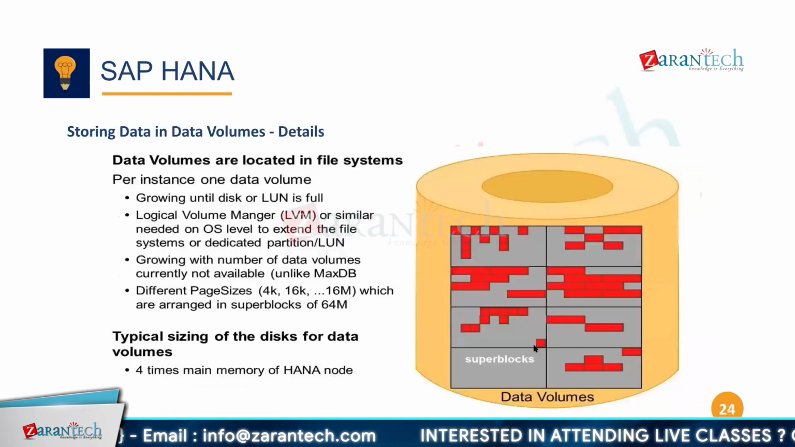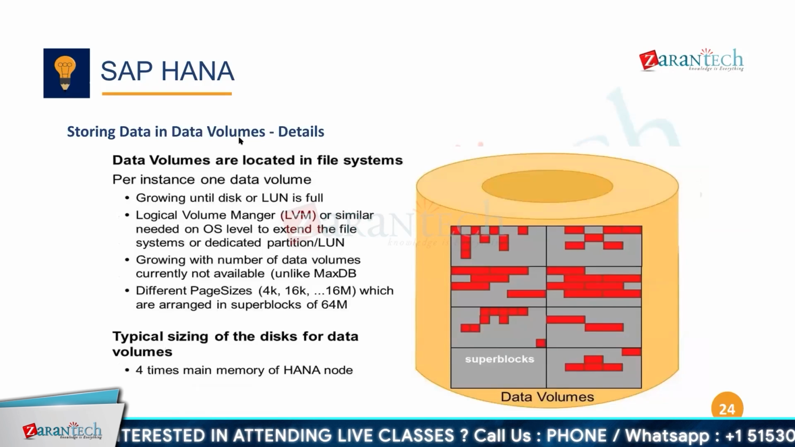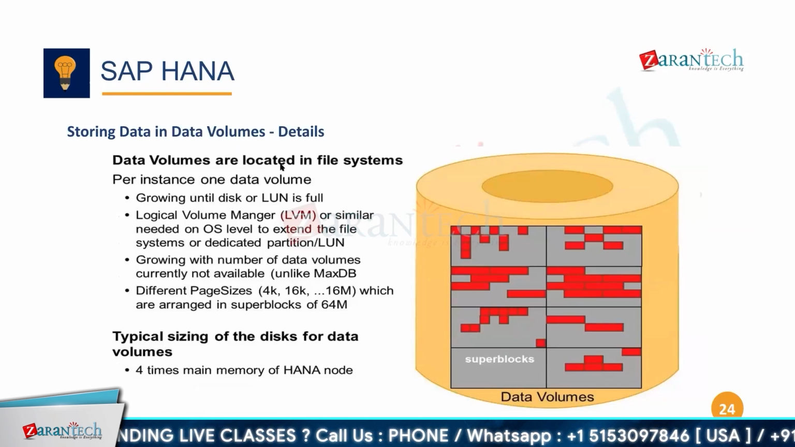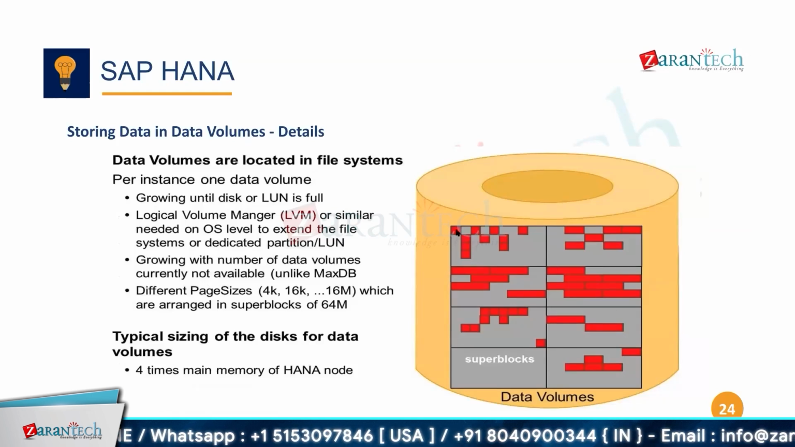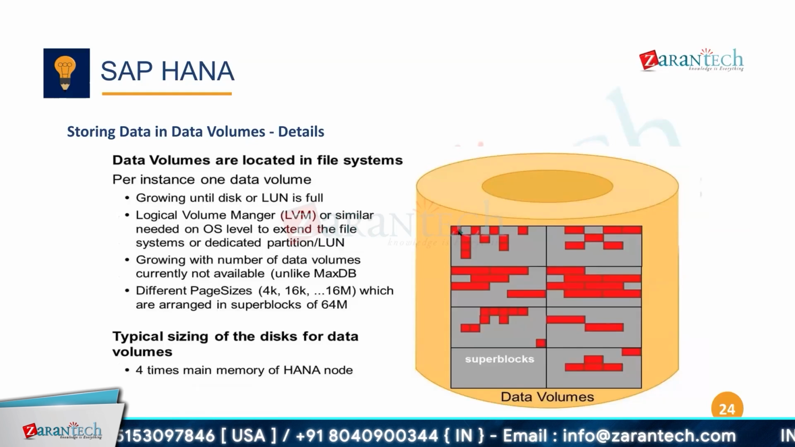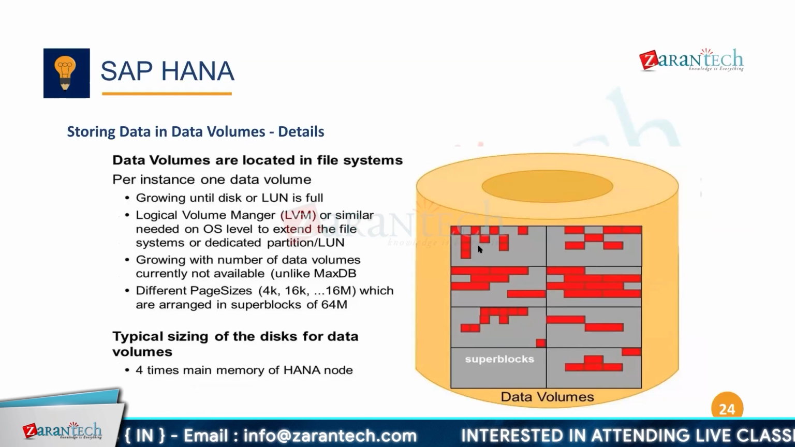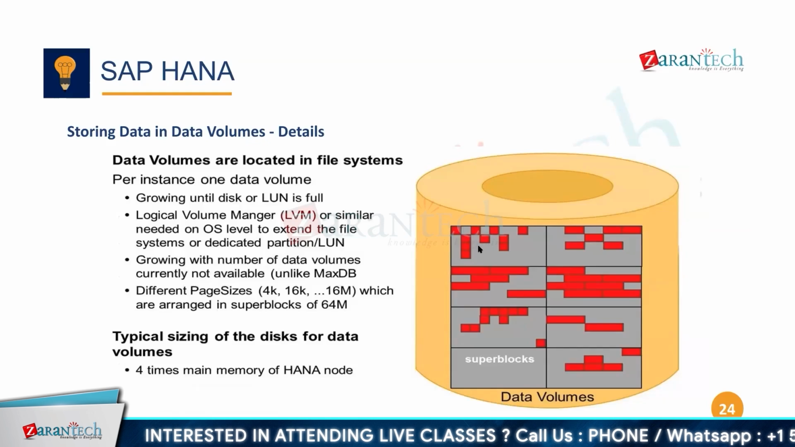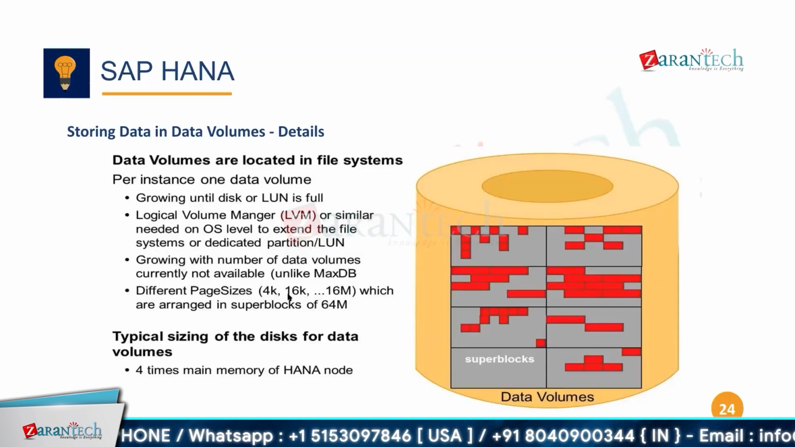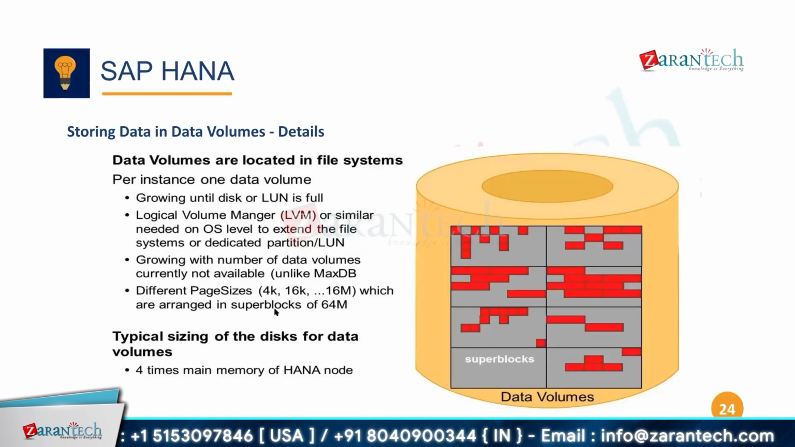Good. So data volumes are located in the file systems. How does it write to the data volumes? It will write in these red ones, you can see, right? They can be 4 KB, 16 KB, 16 MB. So small blocks. It will write in blocks. All the data from the memory will be written to the data volumes, and on the disk it will write to small spaces of different page sizes, 4K, 16K, 16 MB, which are arranged in super blocks of 64 MB.